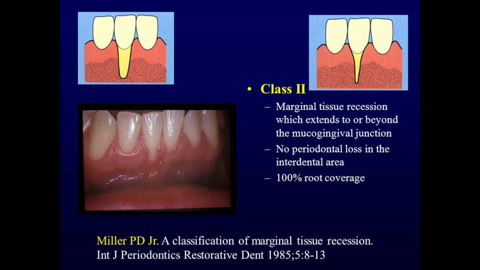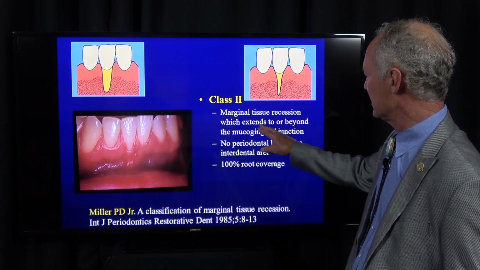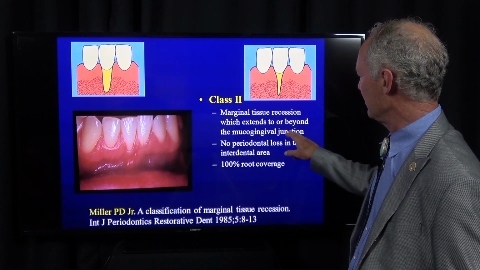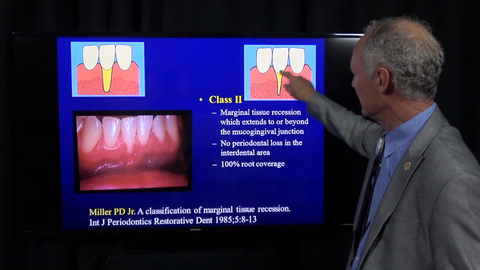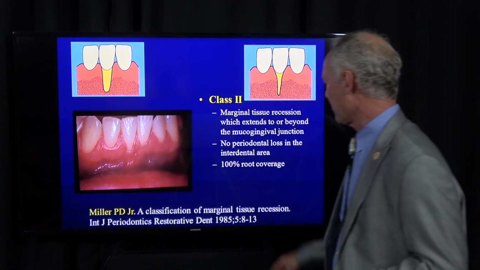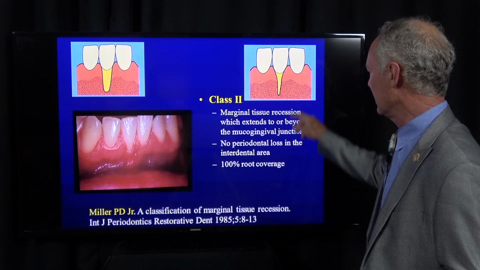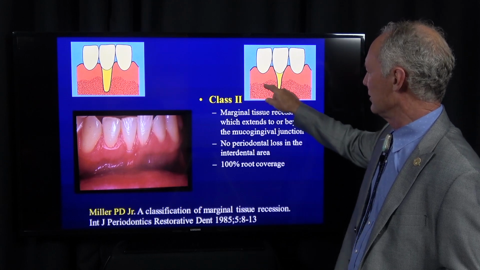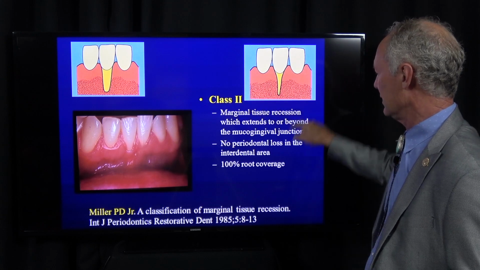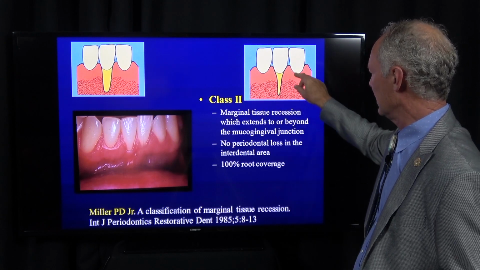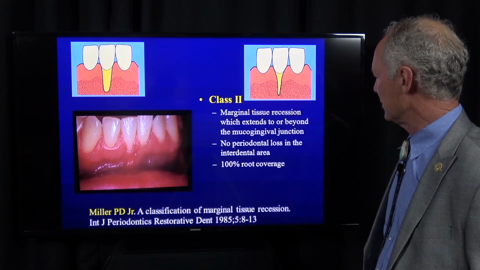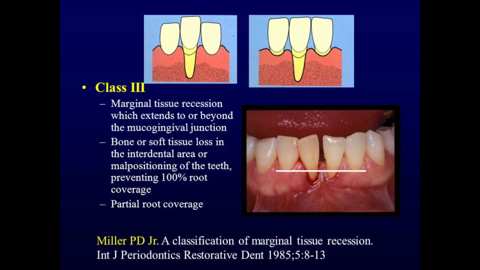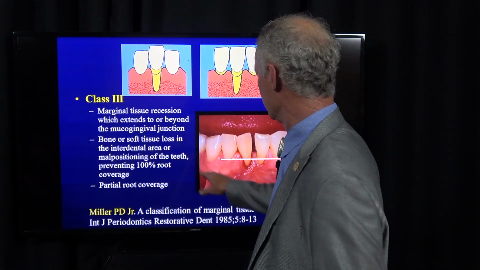A class 2 marginal tissue recession extends to or beyond the mucogingival junction. See, here's the attached gingiva, and this extends to or past that. There's no periodontal loss in the interdental area, meaning the bone levels are symmetrical between all these teeth. So you can expect coverage. In other words, you've got bone up to here, so you can expect the surface of the tooth to be completely covered.